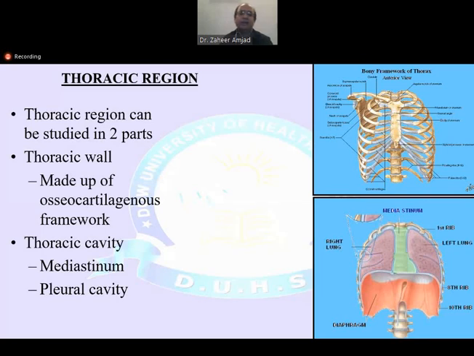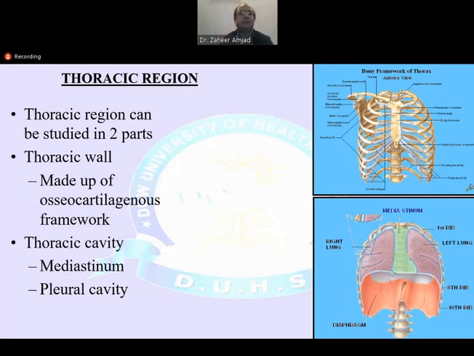They have got a potential space between the parietal and the visceral pleura. So you cannot exactly say that the lungs lie within the pleural cavity. Lungs are covered by the pleural cavity. So the space which remains between the medial aspects of the lungs is actually called the mediastinum.